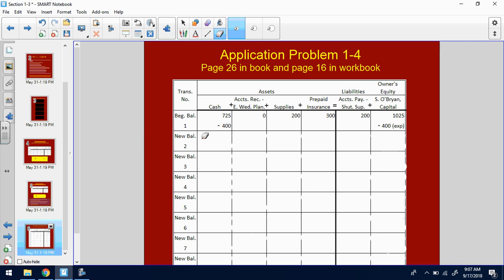Once you do that, you got to do your math in all these boxes and get your new number. So 725 minus 400 is 325. This didn't change, didn't change, didn't change, didn't change. But this one, now our capital went down by 400. So let's take a look at number 2.